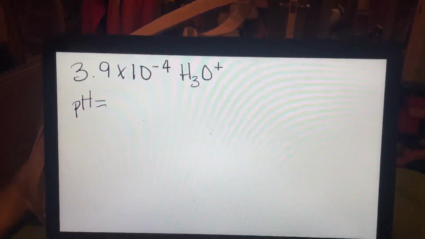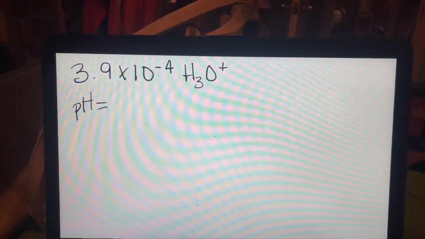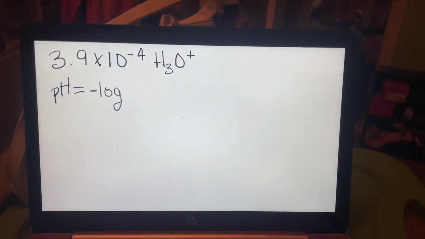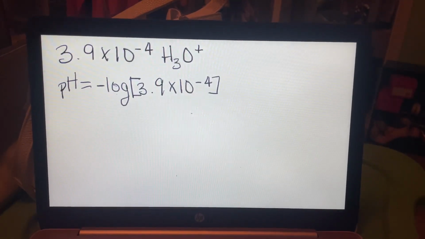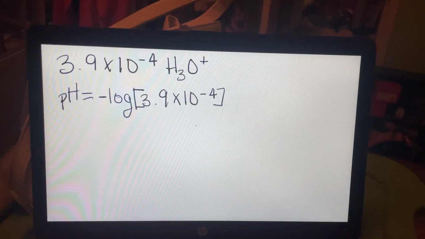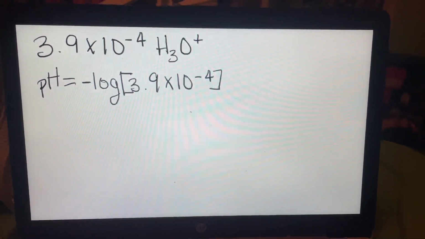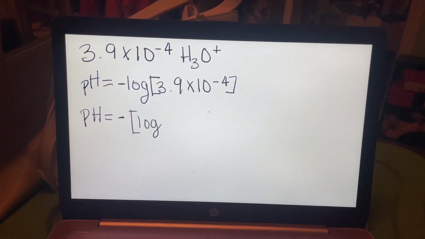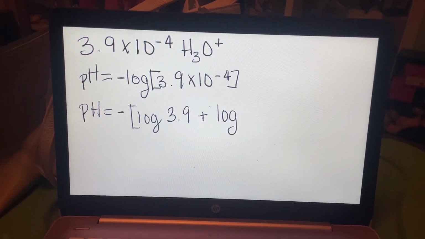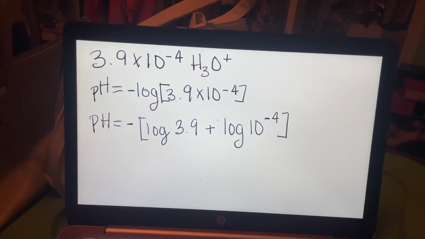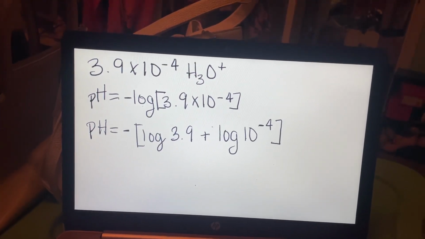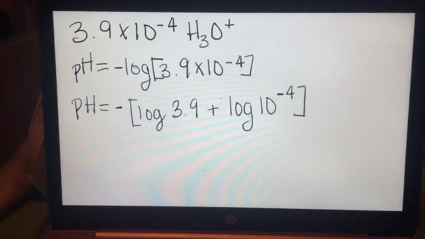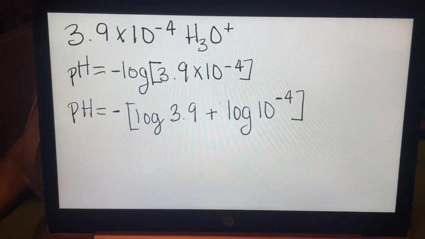We're going to write out 3.9 times 10 to the negative fourth H3O+, and then we're going to find the pH, which we discussed on the last slide, which is negative log of the concentration given. So it's going to be negative log of 3.9 times 10 to the negative fourth. And then we're going to go ahead and separate the equation. So we will move the negative sign outside of the brackets and just have the logs on the inside of the brackets.